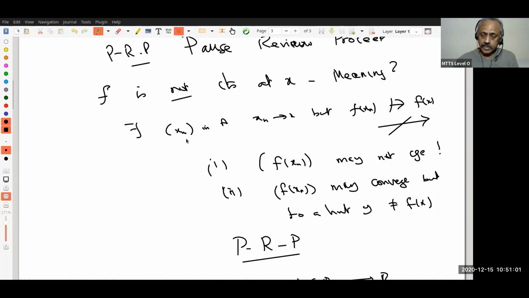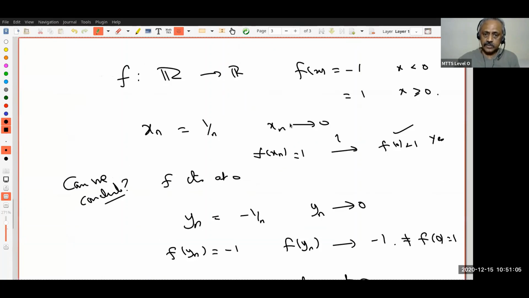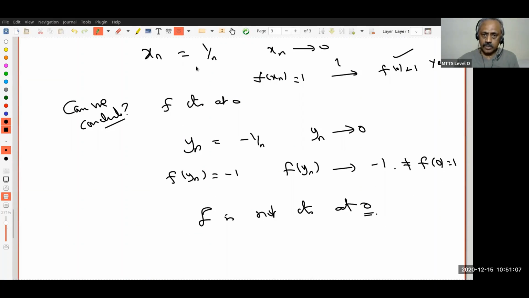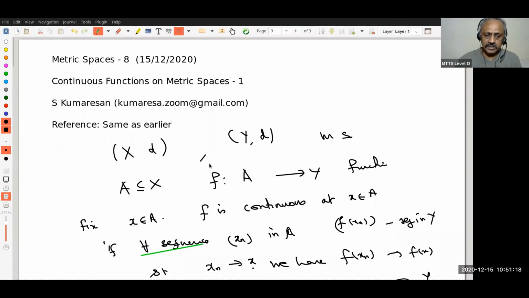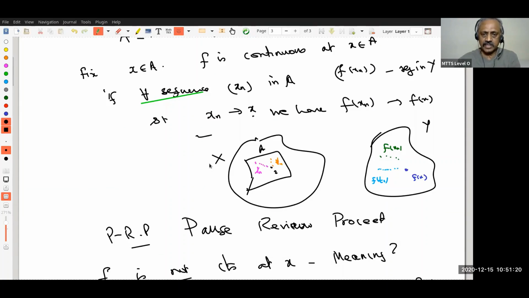The definition says for every sequence xn something must happen. In the last case, what happened? For the sequence xn equal to 1 upon n, things are very good. But the moment I choose a different sequence, things go bad. So to check continuity, it is important that I check each and every sequence xn in A which converges to x. What should happen? F of xn should converge to f of x.